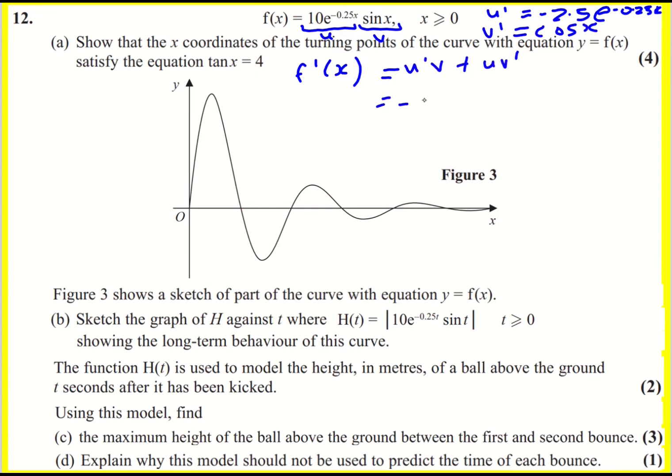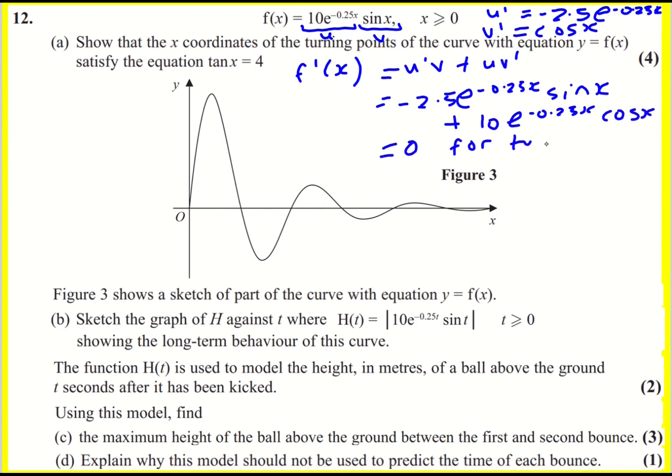which is going to give minus 2.5 e^(-0.25x) times sin x, plus uv' will be 10 e^(-0.25x) cos x. And this equals 0 for the turning points.